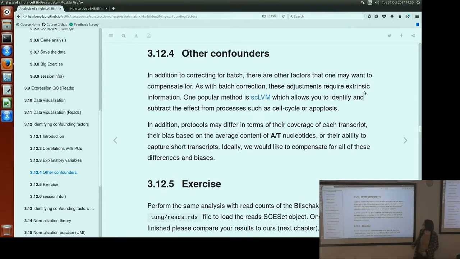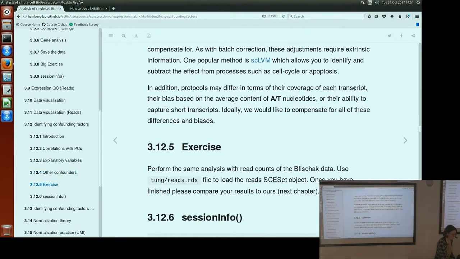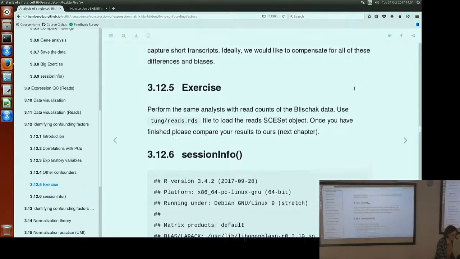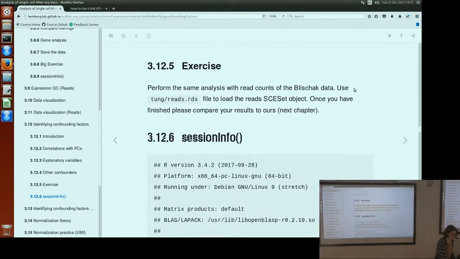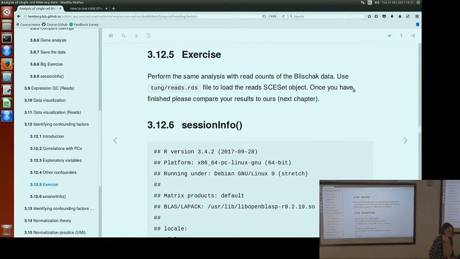One method of removing the cell cycle or other features is scLVM. However, this is currently not in R, so we can't show it to you today. But we've got the link to the paper if you want to check that out for yourself. As an exercise, I'll have you repeat this analysis for the reads. I'll give you 10 minutes to work on that now.